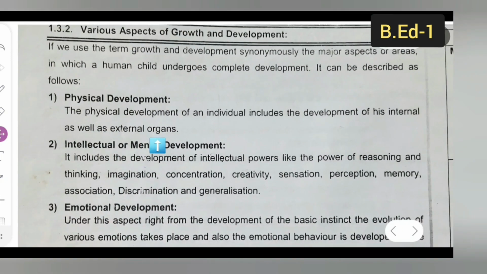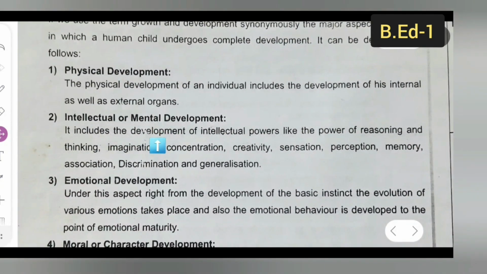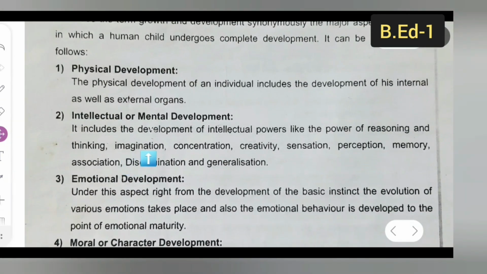Next is intellectual or mental development. It includes the development of intellectual powers like the power of reasoning and thinking, imagination, concentration, creativity, sensation, perception, memory, association, discrimination, and generalization.